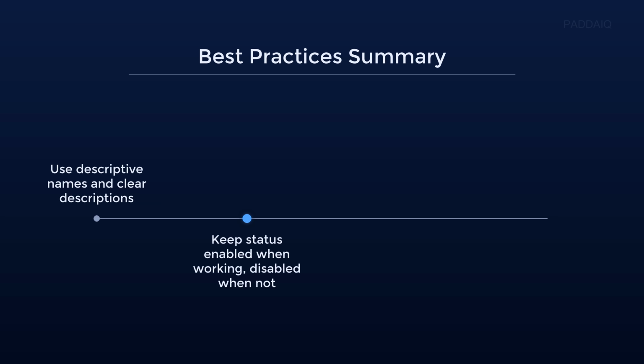Keep status enabled when working, disabled when not. This means activate services only during active development or usage to prevent unintended access or costs. For example, enable an SAP HANA Cloud instance while building an app, then disable it overnight. This practice ensures security and cost efficiency in your projects.